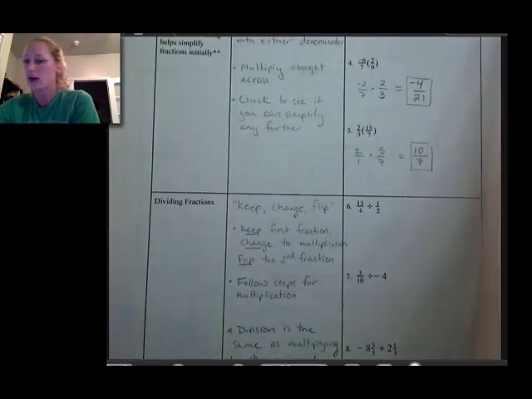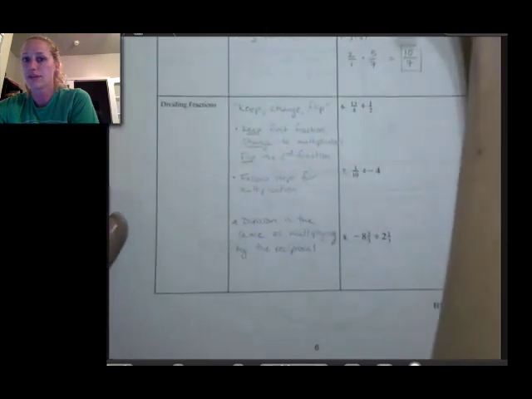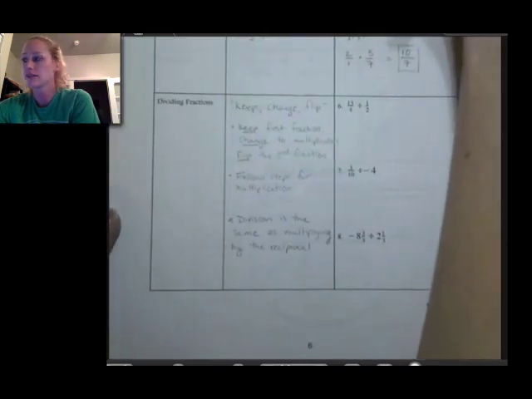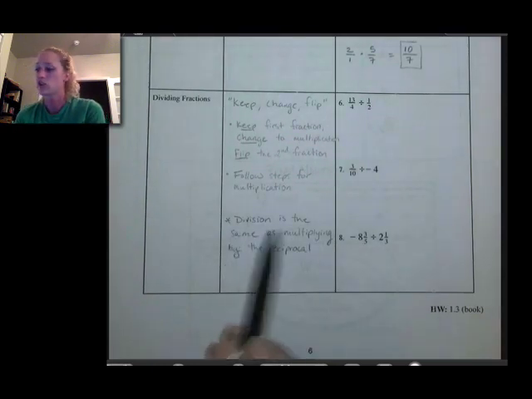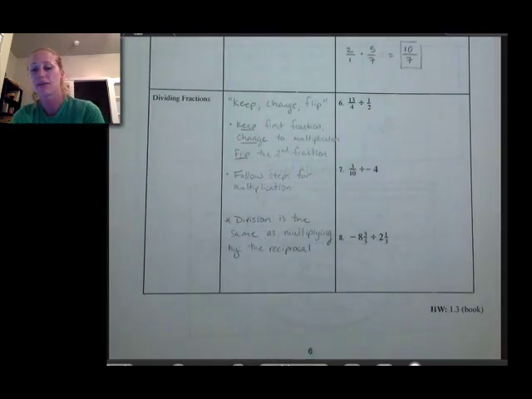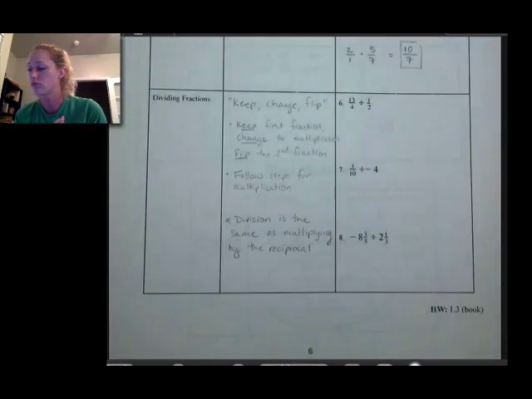All right, dividing. Here is a kind of helpful phrase to remember. Keep, change, flip. So what that means, what division really is, here's kind of the technical definition. Division is the same as multiplying by the reciprocal. So reciprocal is kind of a fancy word for flip. So a fraction, such as this one, 13 over 4, its reciprocal would be 4 over 13, just flipped.